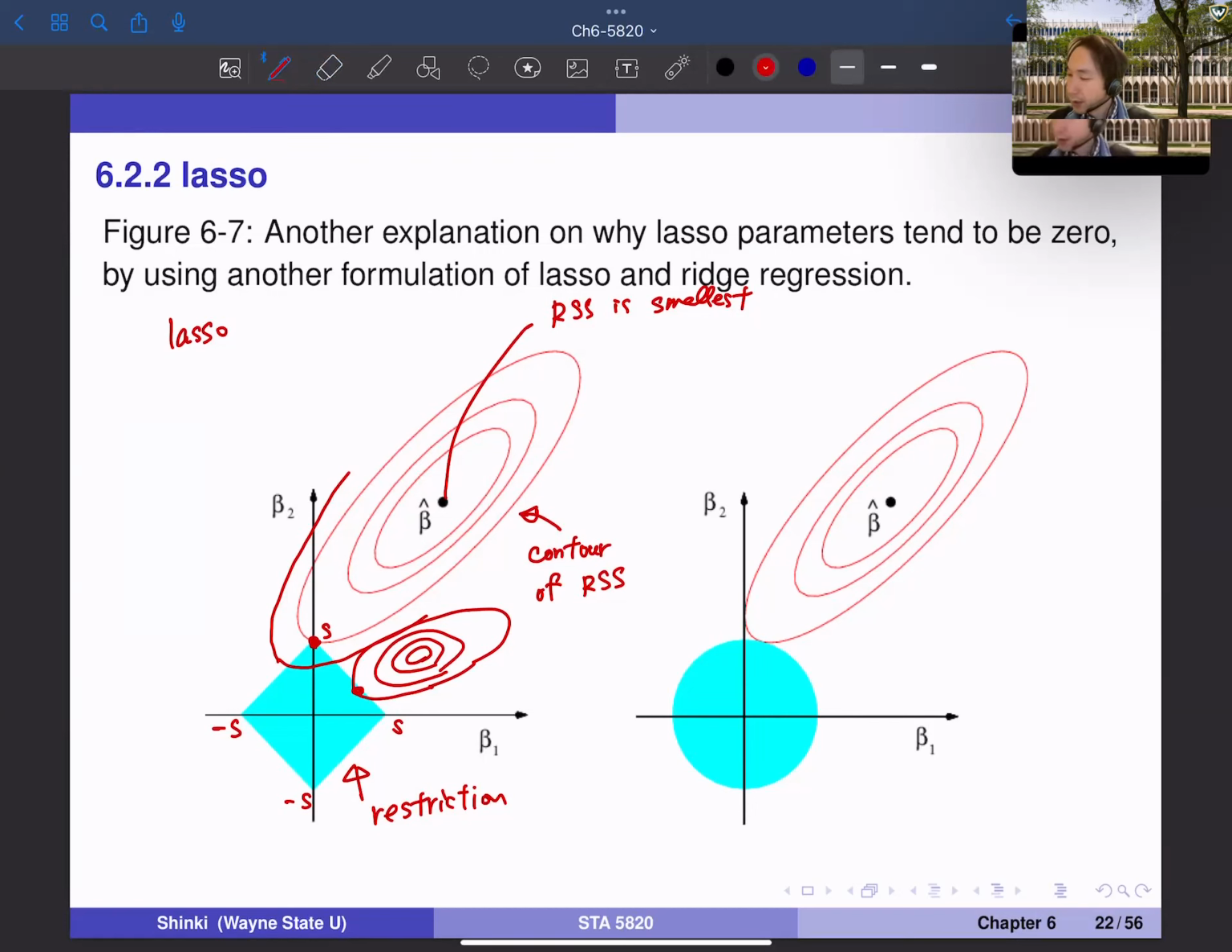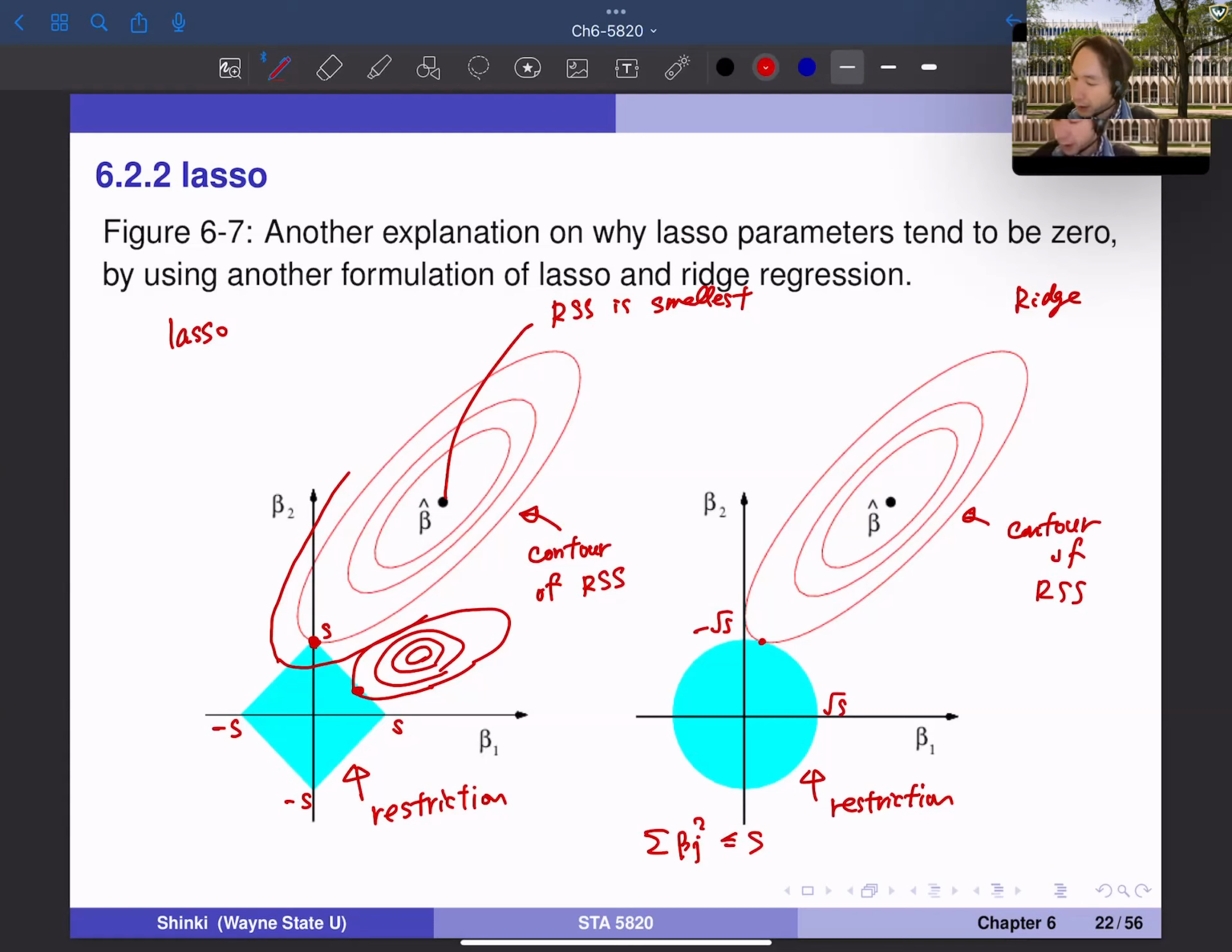And here, the ridge regression, the same thing, just the restriction is circular. Remember that the summation of beta j square is less than S. This is the condition. So maybe here square root of S, negative square root of S. And this is again the contour of RSS. So this is the optimal point.